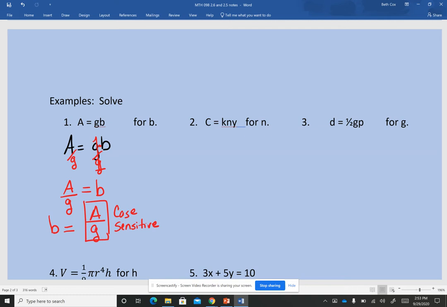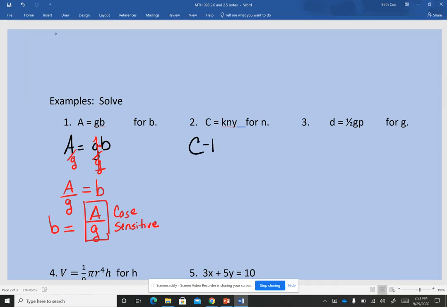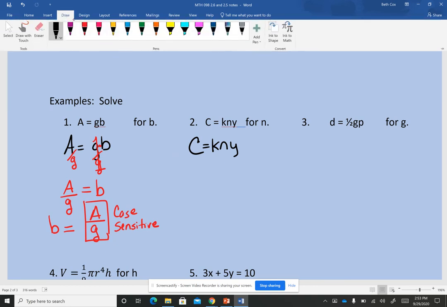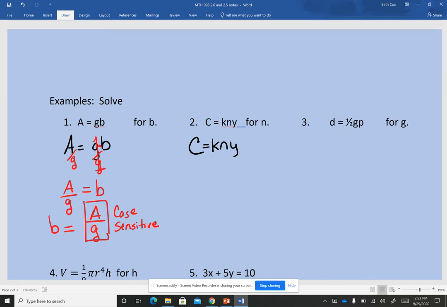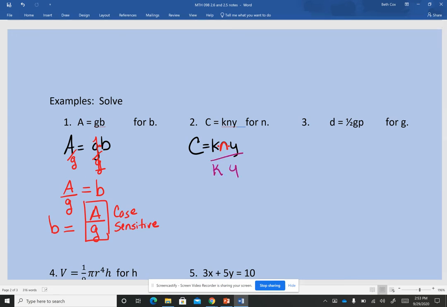All right. This next one, we have c equals k n y. Again, we need to know the math going on here. That, again, is multiplication: k times n times y. All three of those are being multiplied together. Now, I'm solving for n. So I need to reverse that multiplication. And to reverse multiplication, I'm going to divide. So if I divide by k and y, that's a 1, that's a 1. What I do to one side, I do to the other.